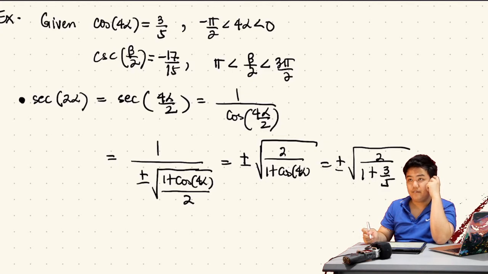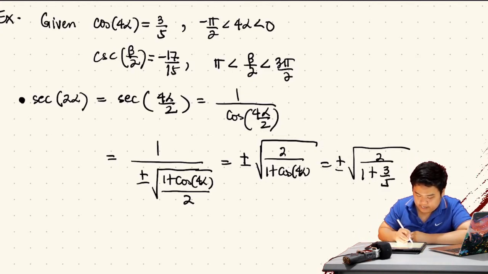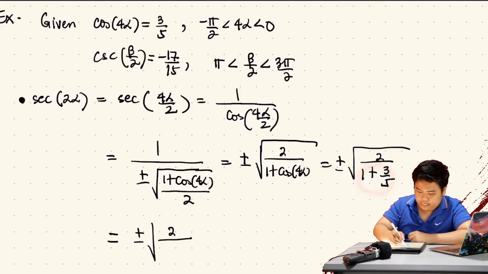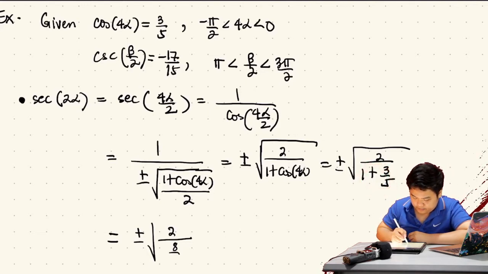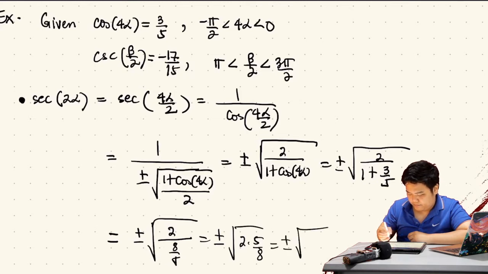3/5. Okay? Burahin ko lang yung ibang parts and then dito na lang. So, plus minus square root of, simplify natin ha. Ano ito? 8/5. 5/8. 5/4 or plus minus square root of 5 over 2.